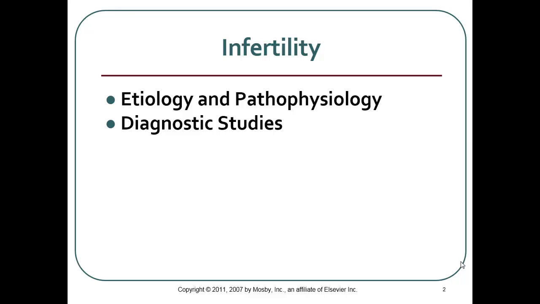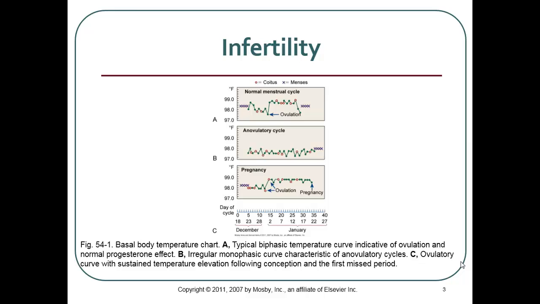So diagnosis, they'll do ovulatory studies, and this is where the woman will take her basal body temperature and record the temperature, and then they can determine whether ovulation has occurred. Because when ovulation occurs, the progesterone is going to be high, so therefore the body temperature is going to be high. Here's just an example of how they can tell when ovulation occurs.